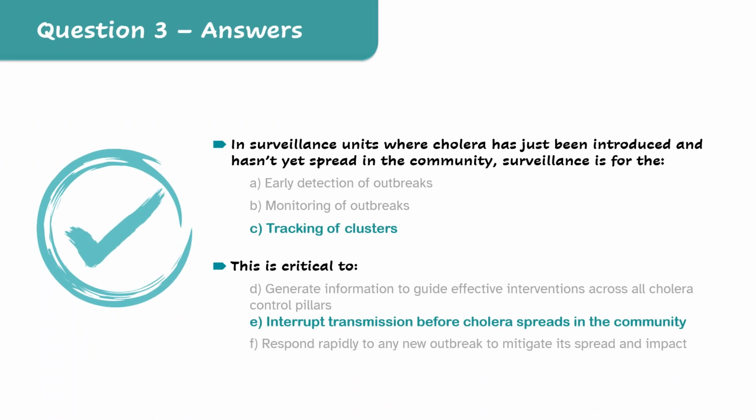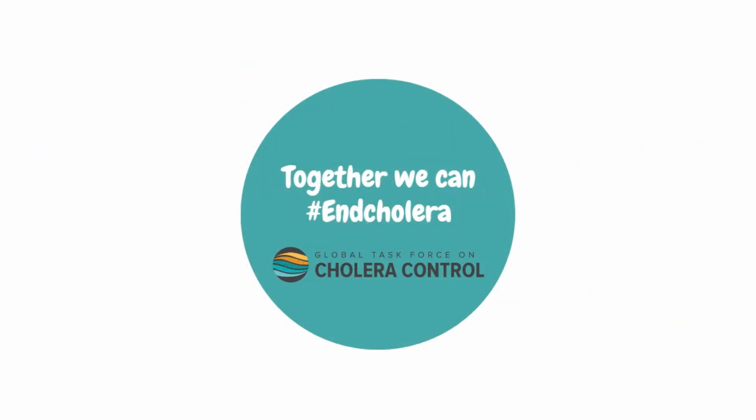The correct answers are C and E. In surveillance units where cholera has just been introduced and hasn't yet spread in the community, surveillance is to track clusters. This is critical to interrupt transmission before cholera spreads in the community. We have now completed this module.